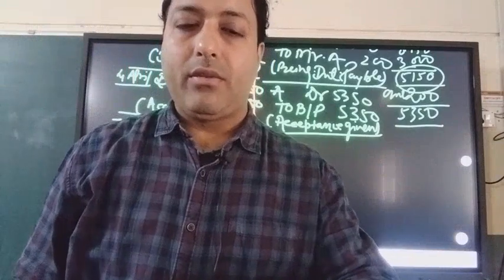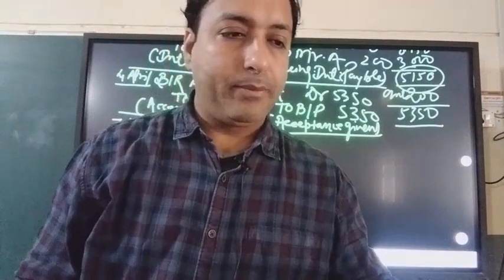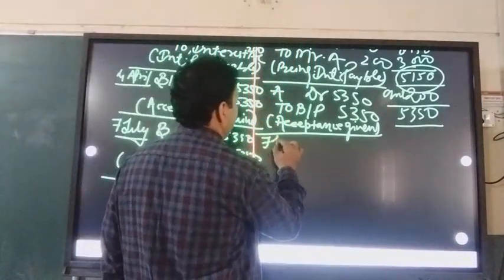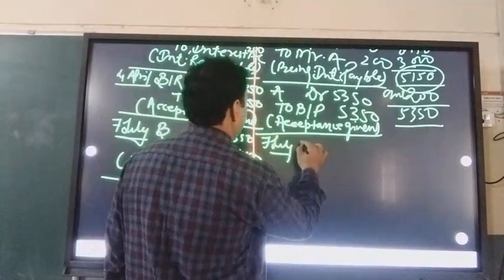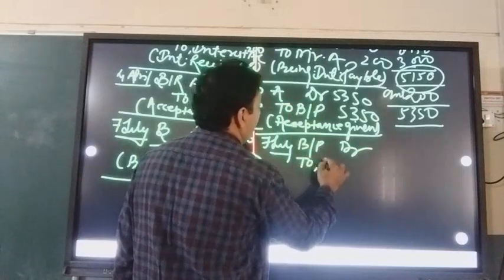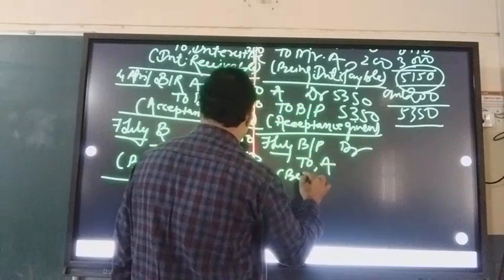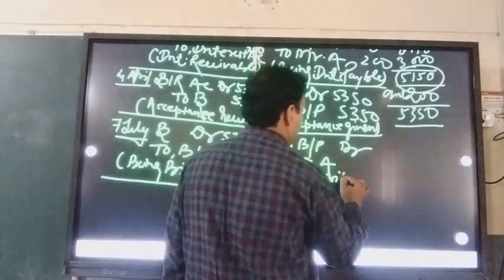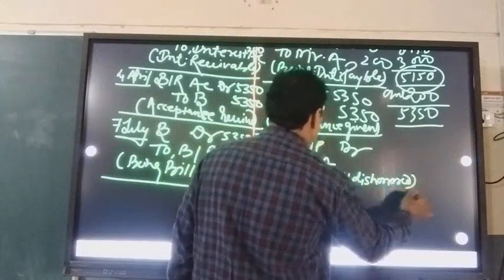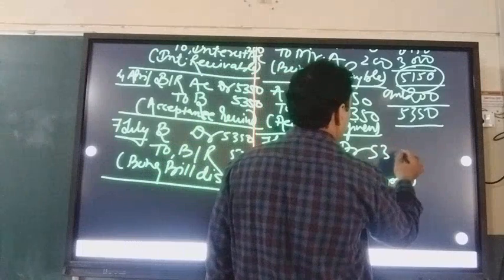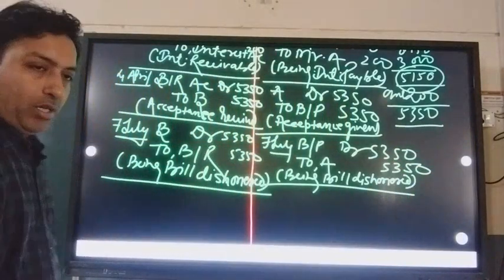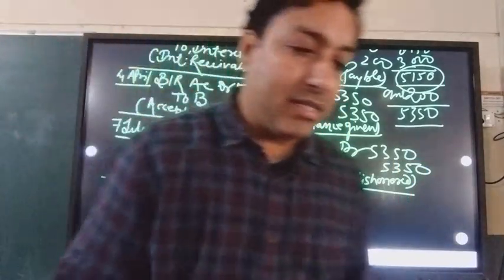5350. The next entry, and the question is, see, 5350. Sorry, on the same day, 7th July. Okay. Bills payable debit, just the opposite entry to A, being bill dishonored. Okay. 5350. Okay, let's go. On the 7th July, what is the entry?